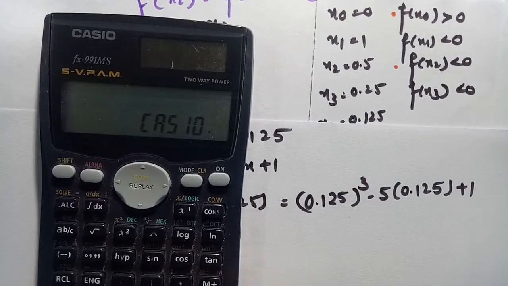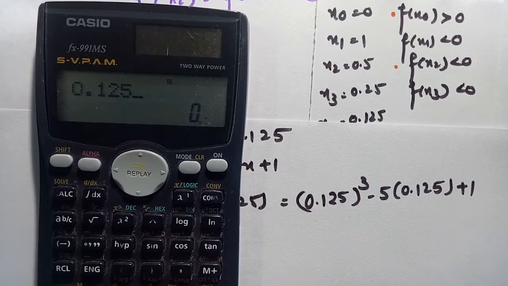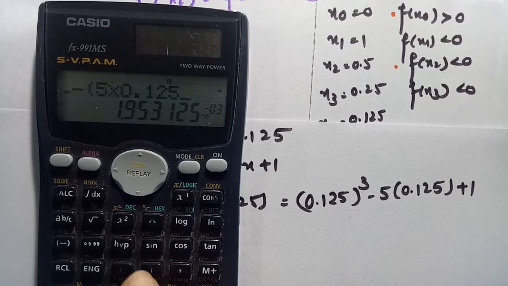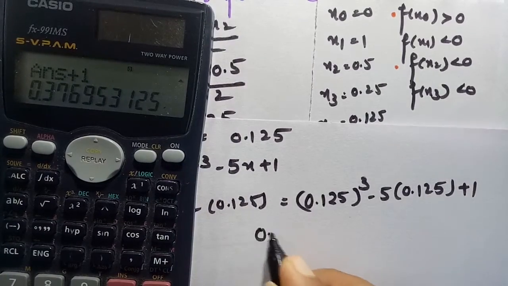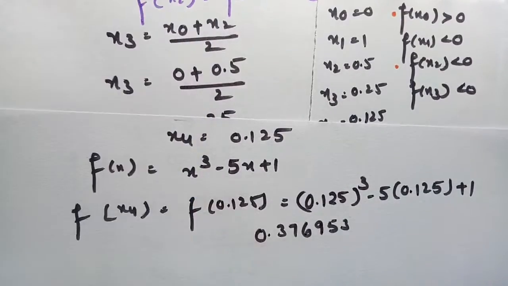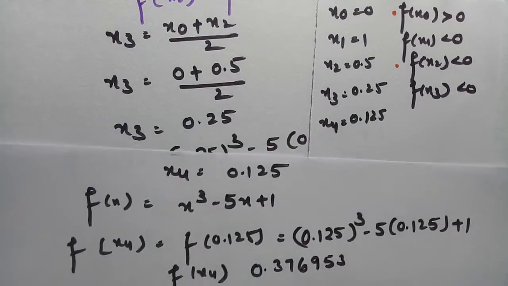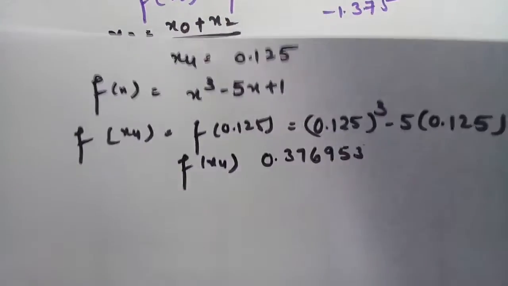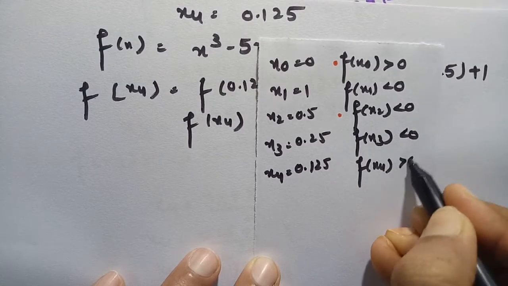So if I calculate this, that is 0.125 cubed minus 5 into 0.125 plus 1. And here the value is 0.76953. And this is our f of x4 value. So here we got f of x4 value as a positive value.